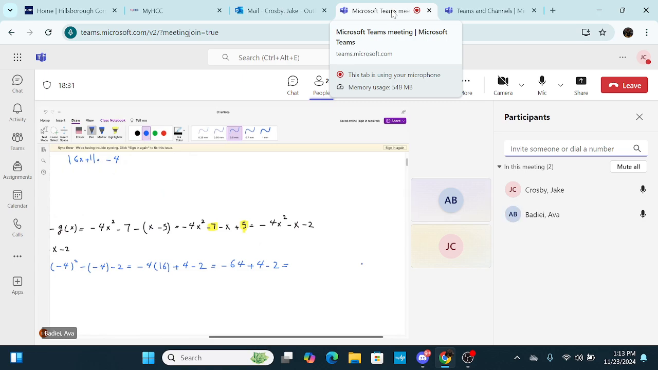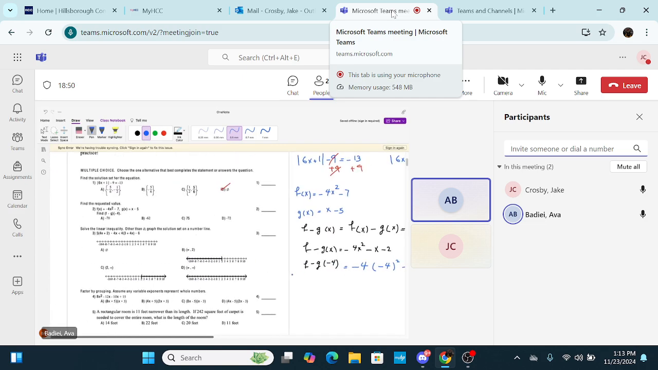Negative 58. So let's see. Negative 64 plus 4 is going to be negative 60. Oh, negative 62. That's it. Negative 60 minus 2, negative 62. So it should be choice B. This was D. This was choice B.